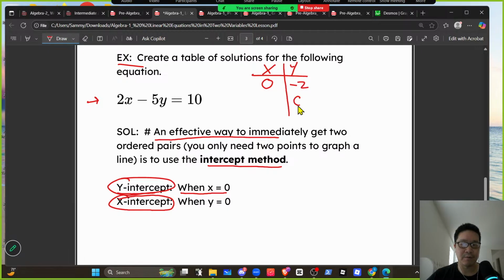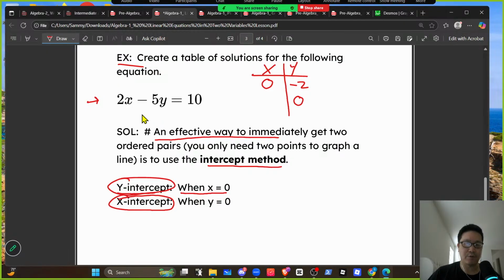And then I'm going to plug in a 0 for y. And if I were to do that, I would be left with 2x equals 10 and x would equal 5, right? 2 times 5 equals 10. So there's my 2 points.